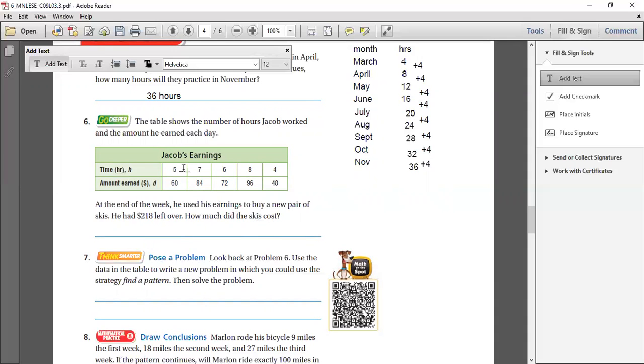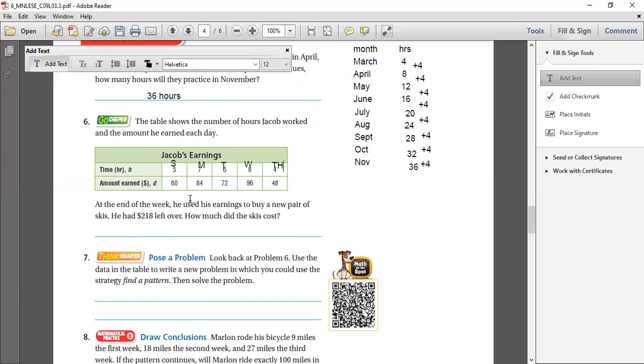So for example, just to make this clear for you, let this be Sunday, let this be Monday, this be Tuesday, this be Wednesday, and let this be Thursday. So how much did he earn on Sunday? 60. How much on Monday? 84. Tuesday, 72. Wednesday, 96. Thursday, 48. So what did he do at the weekend? At the end of the week, he used his earnings. That means whatever he earned, all this, he used it to buy skis, and also he had $218 left. So how much did the skis cost?